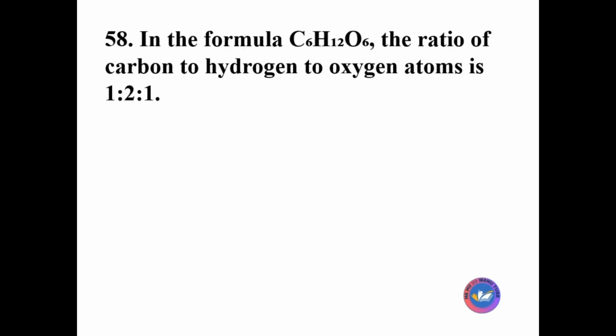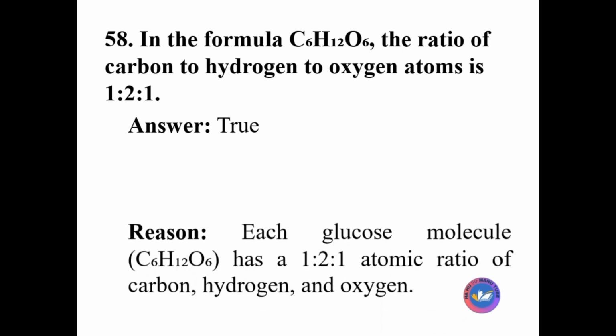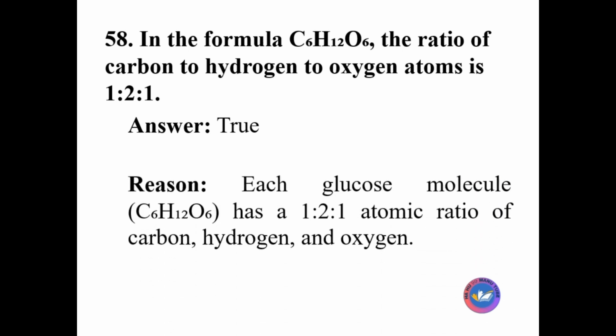Question number 58. In the formula C6H12O6, the ratio of carbon to hydrogen to oxygen atoms is 1:1. The answer is true, because each glucose molecule, which is C6H12O6, has a 1:1 atomic ratio of carbon, hydrogen, and oxygen.